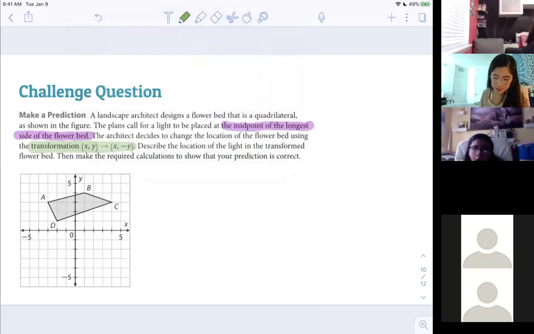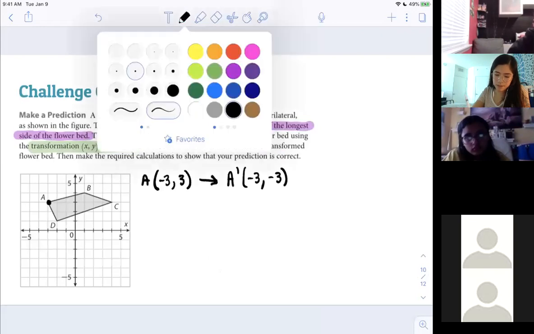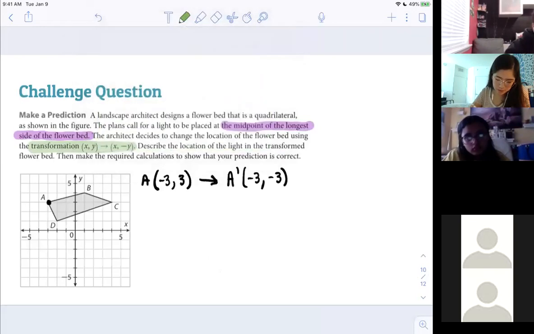My transformation tells me to change the sign of the y, right? So I'm going to do that with each point. I'm going to start with A, and I'm going to write this down because it's easier for me. A begins at (-3, 3). When I flip the sign of the y, it becomes (-3, -3). Just flipping the sign. So I'm going to go ahead and plot that point, (-3, -3), right here.